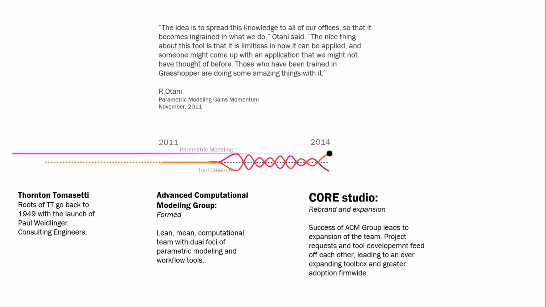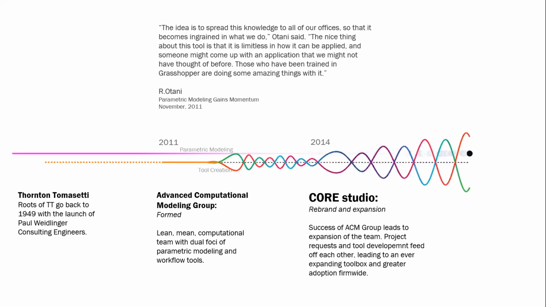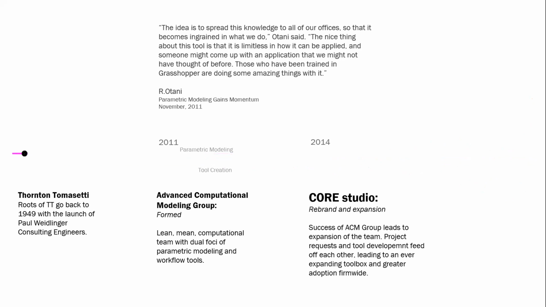In 2014, the ACM Group is rebranded as Core Studio. Essentially, this is an expansion of the team at this point. The success on project work as well as the development of tools since 2011 led the firm to see the usefulness of a computational team inside. And I will say that the modeling side and the tool development side are really closely intertwined in these years. Any projects that we work on are generally designed to facilitate tool development, or project problems that can be solved multiple times are best solved with tools.